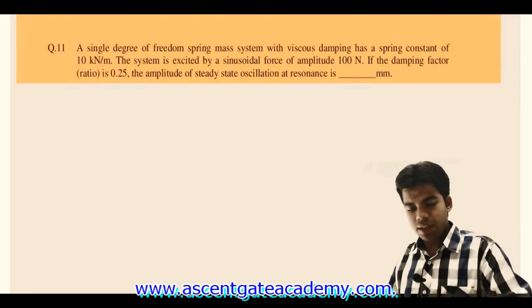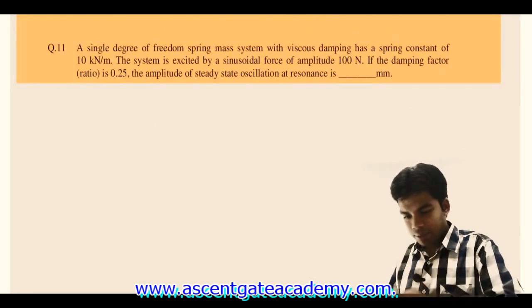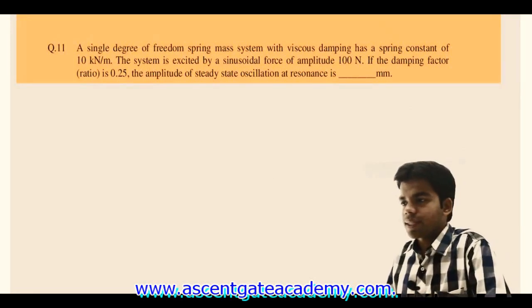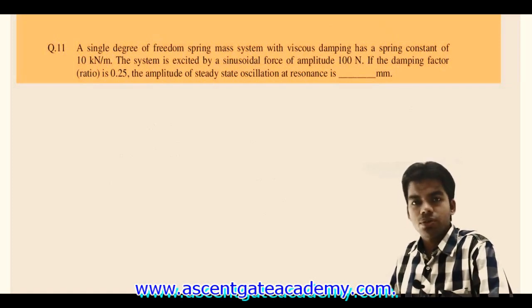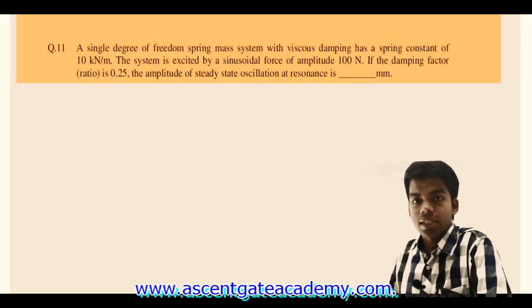Okay, next is question number 11. A single degree of freedom spring mass system with viscous damping has a spring constant of 10 kilonewton per meter. The system is excited by a sinusoidal force of amplitude 100 Newton. If the damping ratio is 0.25, the amplitude of steady state oscillation at resonance is. So we have to determine the amplitude of steady state oscillation. The condition is the resonance condition.